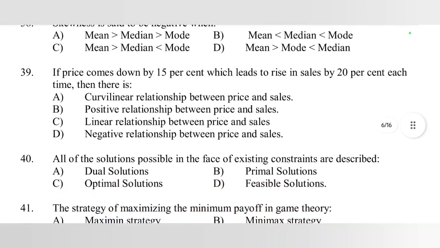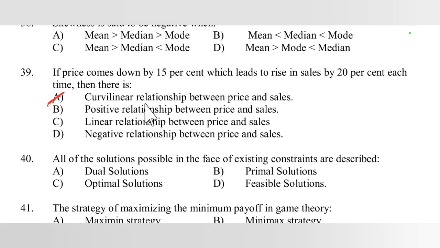Then question number 39. If price comes down by 15%, which leads to a rise in sales by 20% each time, then there is a curvilinear relationship between price and sale. Yes, there is a curvilinear relation between price and sale, because a curvilinear relationship indicates that the relationship between price and sales is not constant but changes at different levels. So in this case, a 15% decrease in price leads to a 20% increase in sales, which suggests that the relationship between price and sales is not a straight line and changes as price varies.